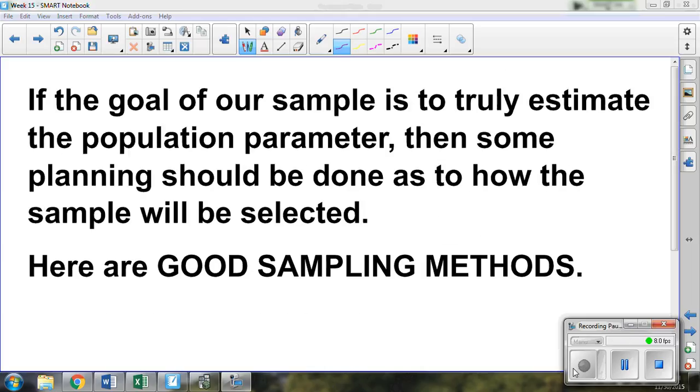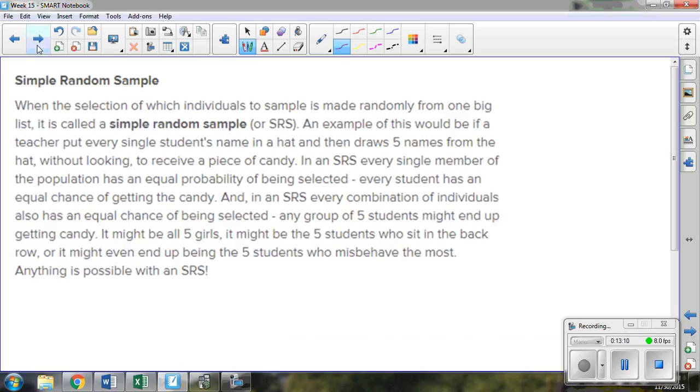So, if our goal is to get an accurate representation of the population, we have to make a good plan. We have to have a solid plan to make sure that we don't accidentally or even on purpose introduce bias into the data. Here are some good ways of doing it. Obviously, pause the video, read.